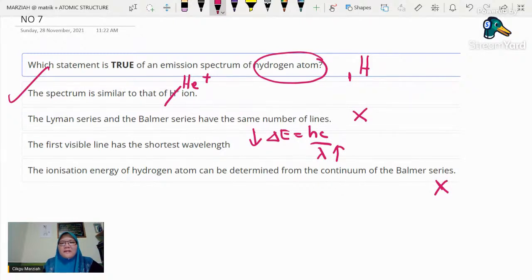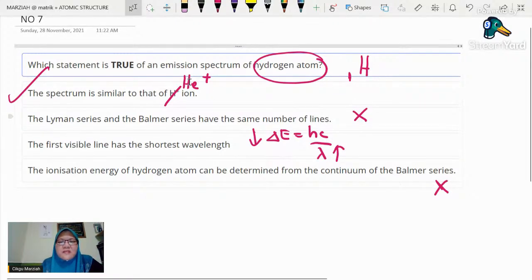Ada 2 benda saya kena betulkan nanti. Okay, so it is for helium plus ya, bukan hydrogen plus. Hydrogen plus tak ada elektron. Okay, so boleh betulkan kat situ.